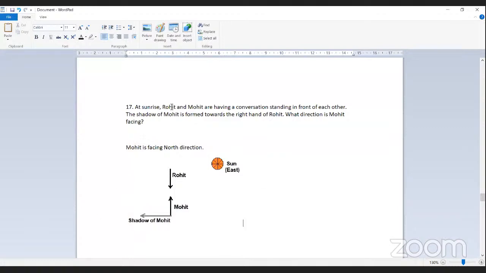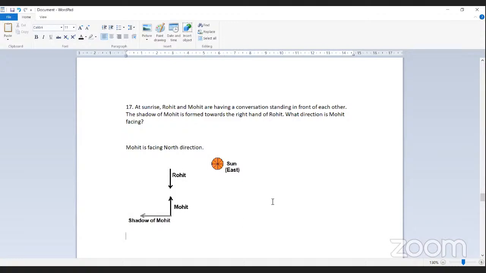At sunrise, Rohit and Mohit are having a conversation standing in front of each other. At sunrise means the sun is in the east. The shadow of Mohit is formed towards the right hand of Rohit. Sun is here towards the east. Rohit is standing here, and to his right is the shadow. He's having a face-to-face conversation, facing Mohit. So if Rohit is facing southwards, Mohit is facing northwards. Okay.